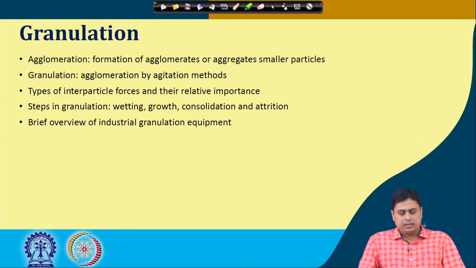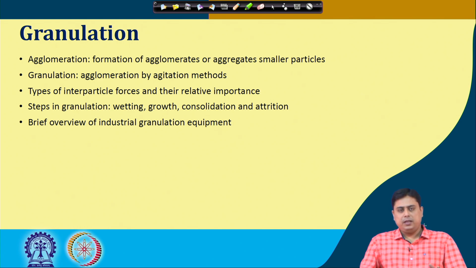So, there are steps, as I mentioned. What are those steps? We initially agglomerate. This agglomeration by agitation method is called granulation, that we have seen, and we have seen a brief overview of industrial granulation equipment and the steps in granulation. The steps that we have seen are the wetting, growth, consolidation, and finally the attrition at the final stage.